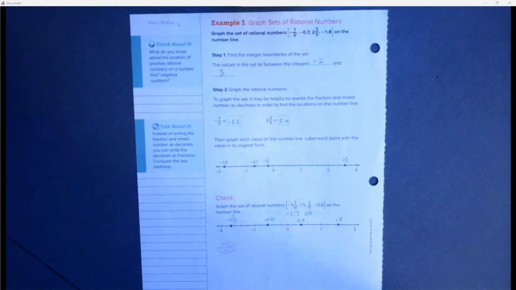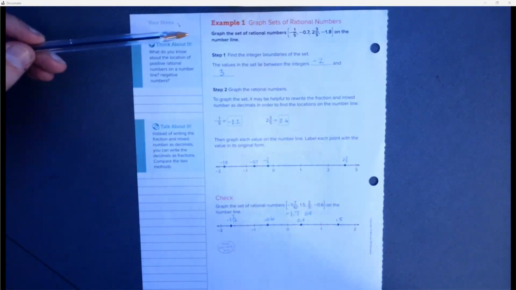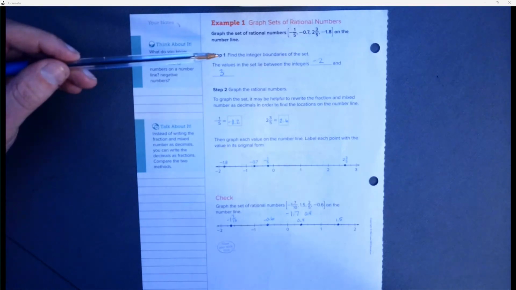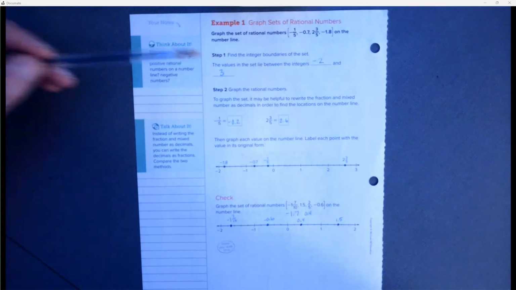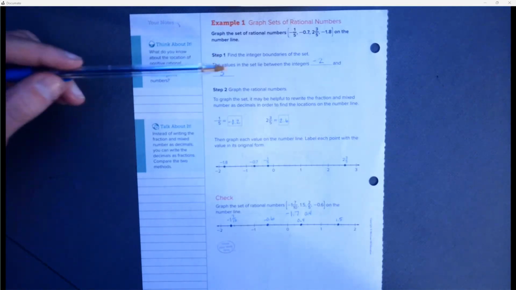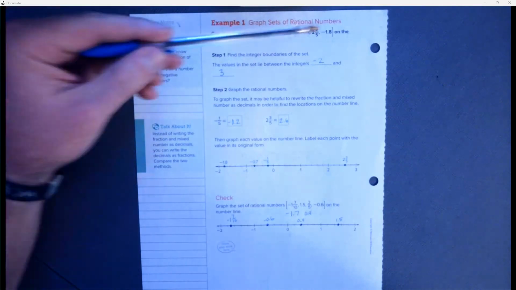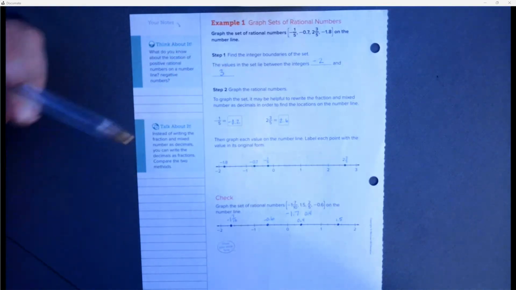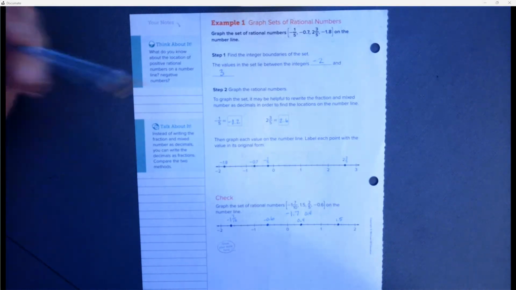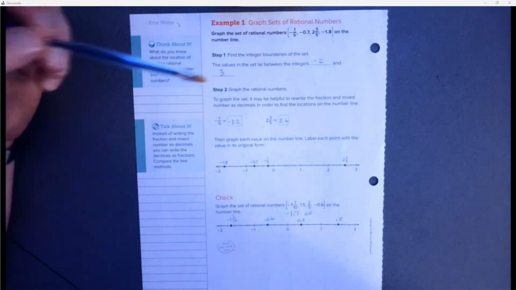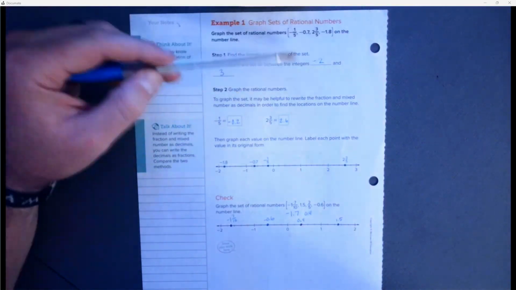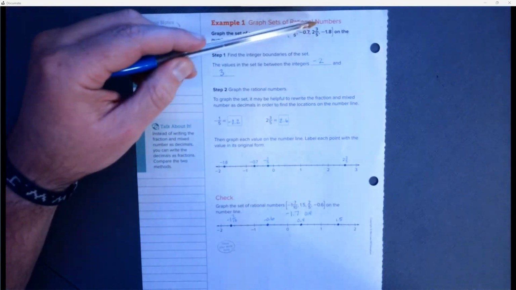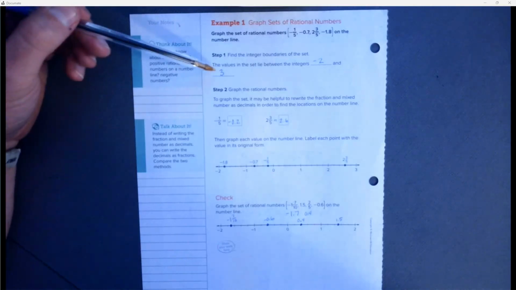Now let's look at example 1. Graph the set of rational numbers negative 1/5, negative 0.7, 2 3/5, and negative 1.8 on the number line. Find the integer boundaries of the set. So the values in the set lie between the integers negative 2, because our lowest value number is negative 1.8, so the next integer lower than that is negative 2. And we know integers are whole numbers that are positive or negative. And 3 is our high value integer, because our highest valued rational number in our set is 2 3/5, so the next integer higher than that is 3.